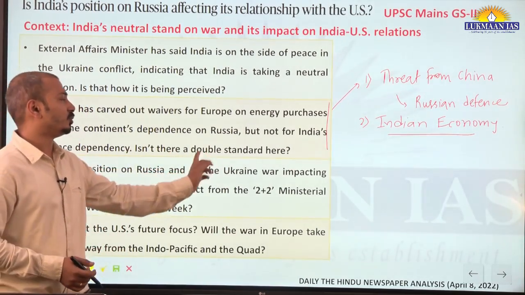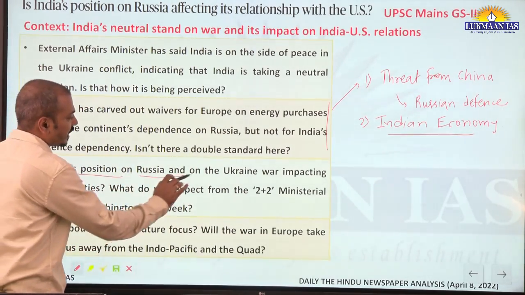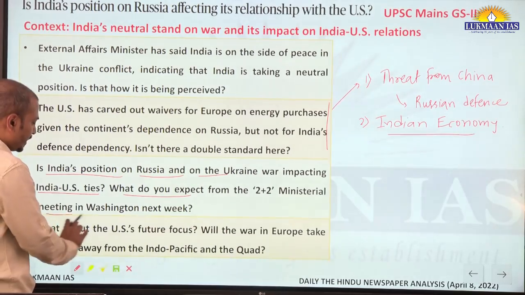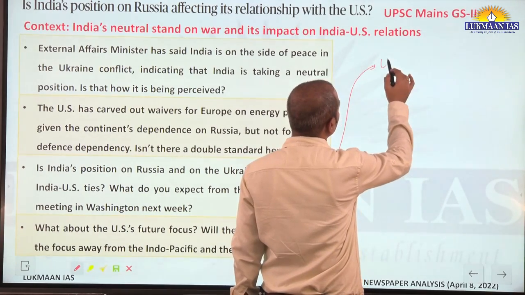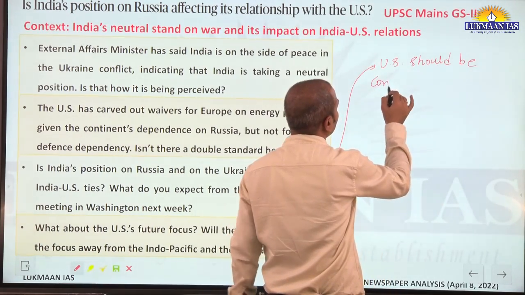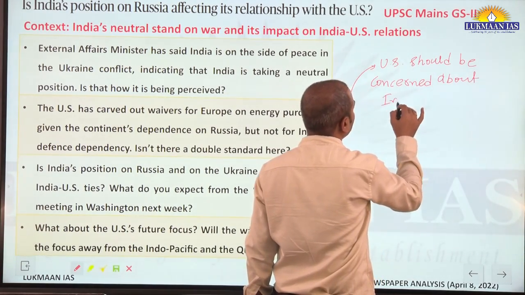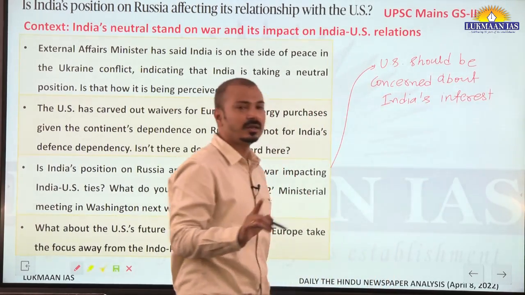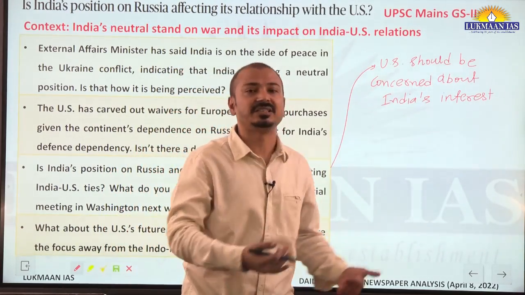So remember this question, and the reasons why we are saying it is double standard. Is India's position on Russia and the Ukraine war impacting India-US ties? What do you expect from the 2+2 ministerial meeting in Washington next week? Here our Indian representative is saying that the US should be concerned about India's interest. As the US is taking its own decisions on the basis of its own national interest, being the strategic partner of India, it should also consider the interest of its strategic partner.